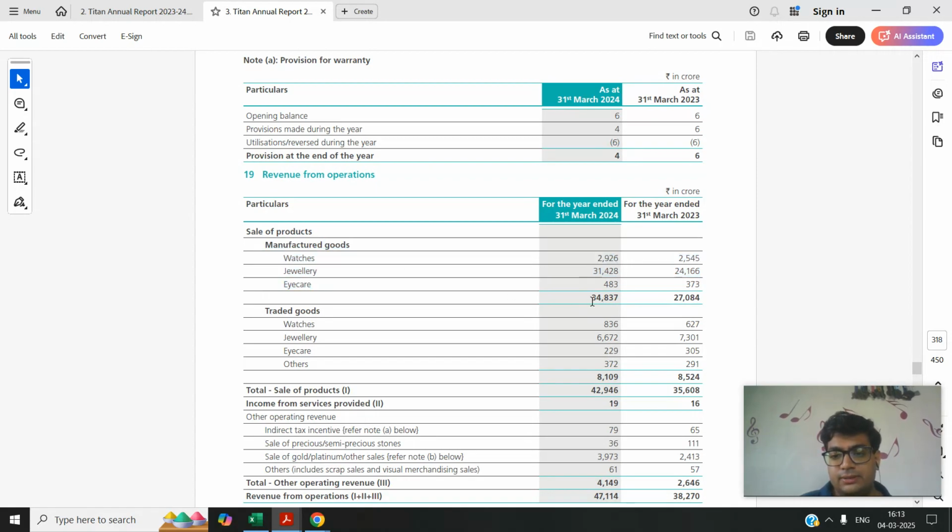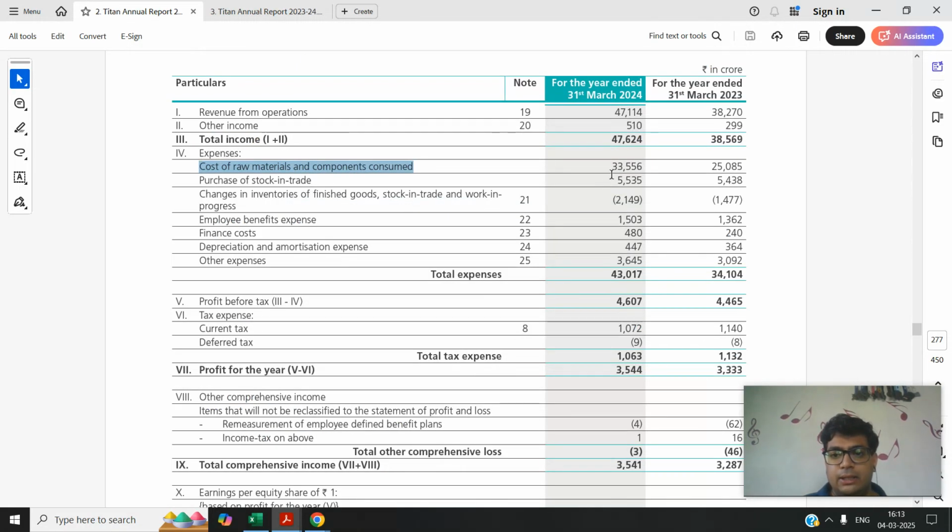So the way you read it is Titan sold goods worth 34,837 crore. Related to this, the raw material they bought amounted to 33,556 crore. They haven't given any note here, so they don't want to give any breakup of what raw material they purchased. But yeah, this is raw material and components that you consumed, which you will then, using your expertise, convert into finished goods and sell.